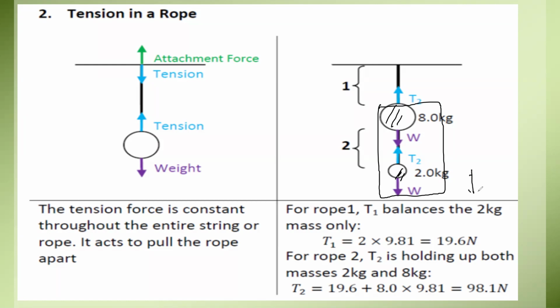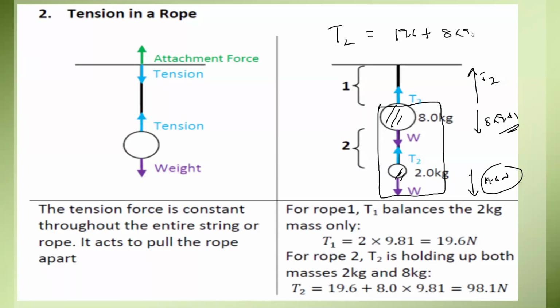The weight of this object, which was 19.6 newtons, is acting downward, and the weight of the second object, which is 8 into 9.8, is also acting downward. So the two forces are acting downward, and that is balanced by T2. So T2 will be equal to the sum of 19.6 plus 8 into 9.81, which is 98.1.